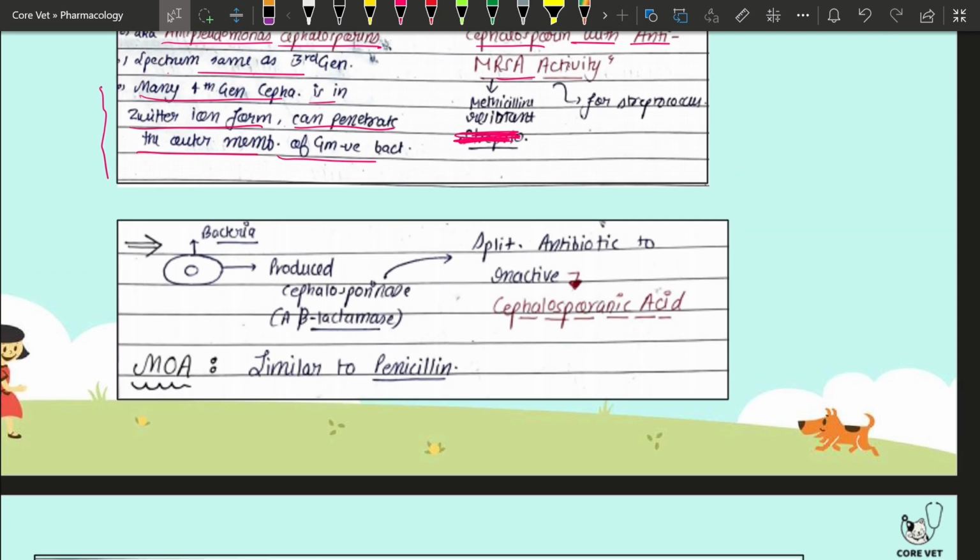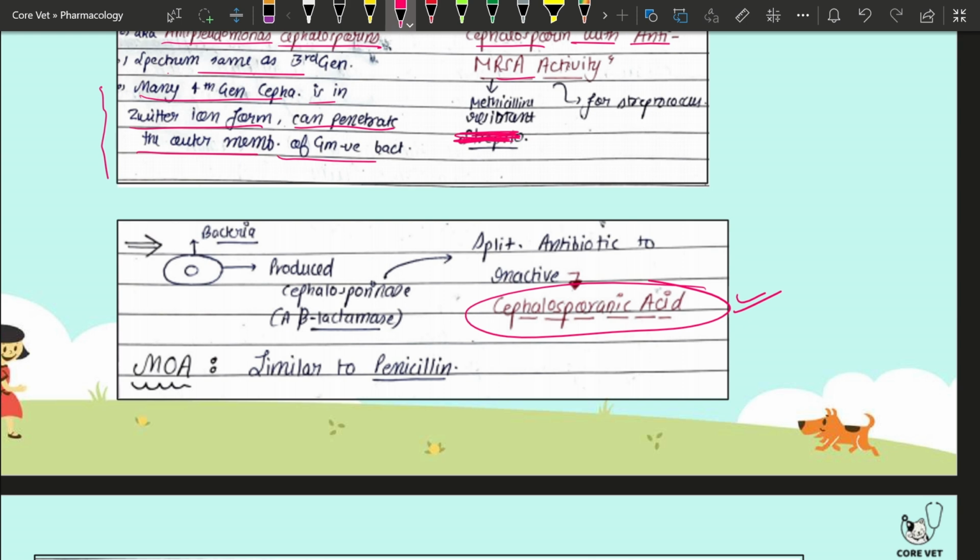Now, I had told you in the penicillin lecture that beta-lactamases, which are cephalosporinase and penicillinase, both split the beta-lactam ring. In penicillin, it leads to formation of penicilloic acid, and in cephalosporin, it leads to the formation of what? The cephalosporanic acid, right? The part is clear.